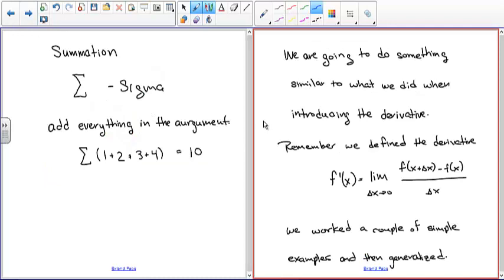As I said, we're going to do something similar to what we did for the derivative. We're going to use some definition to find, in this case, the area instead of the slope. We're going to work a couple of simple examples and then generalize the results to come up with formulas, and then we can use those results to make the whole process a lot easier than having to do it this long way.